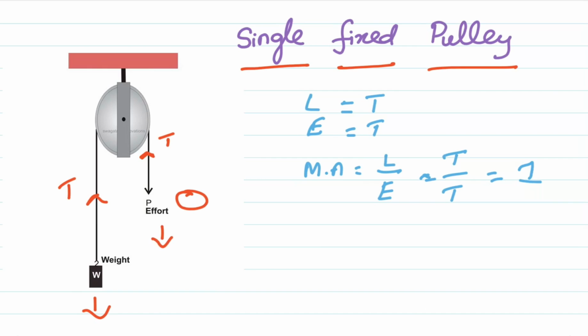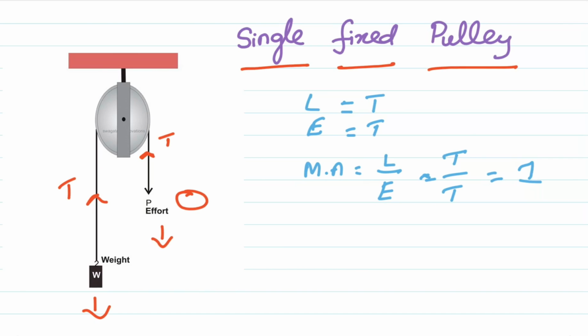So we can say that in an ideal condition, the mechanical advantage is 1, that is, the load to be lifted is equal to the effort applied. In an ideal condition, one has to apply an effort equal to the load to be raised. Only in ideal condition, the effort applied is equal to the load.